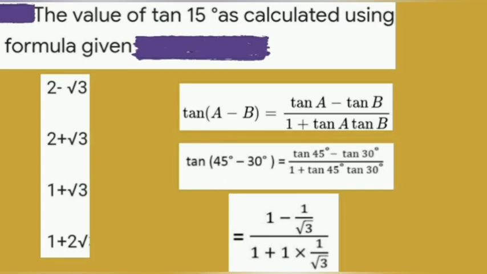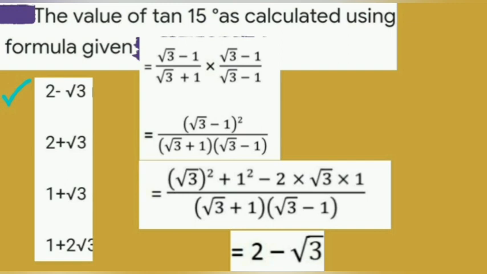It can be 45, 30 for A and B respectively, or it can be 60 degree, 45 degree for A and B respectively. Here I have selected A as 45 degree and B as 30 degree. On putting the values in the formula and solving, I have the whole expression as (root 3 minus 1) upon (root 3 plus 1). On rationalizing and simplifying, I get the correct answer, which is 2 minus root 3. Hence 2 minus root 3 is the correct option that is to be marked in the question.